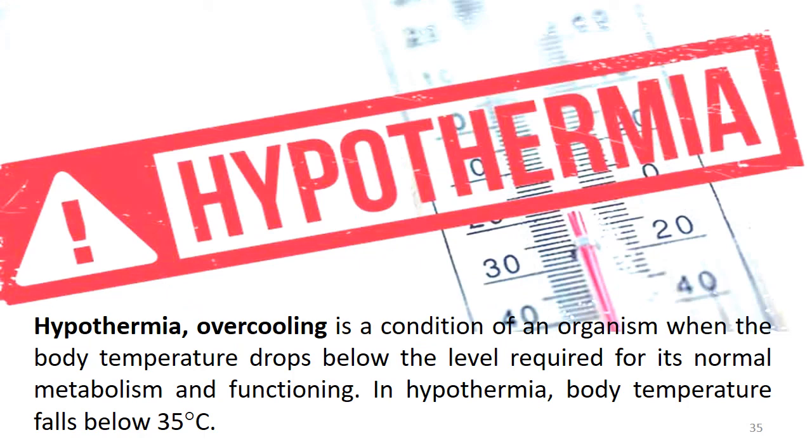Hypothermia. Hypothermia, or overcooling, is a condition of an organism when the body temperature drops below the level required for its normal metabolism and functioning. In hypothermia, body temperature falls below 35 degrees Celsius. Hypothermia passes 2 stages of development. First stage is compensation, which consists in enhancement of heat production and limitation of heat dissipation, due to which the body temperature is maintained at normal level. And second is stage of decompensation, when heat production is no longer effective, heat dissipation predominates, and body temperature drops.